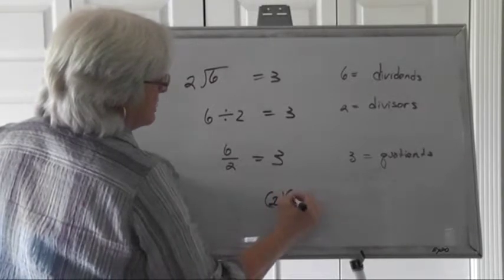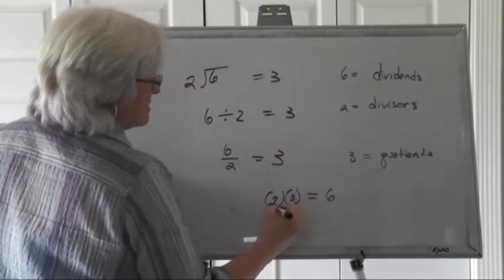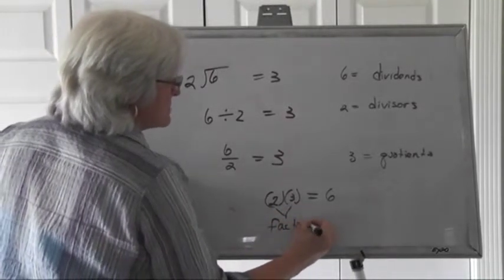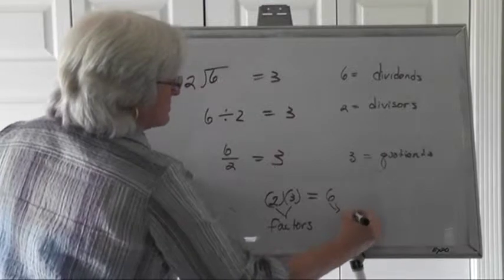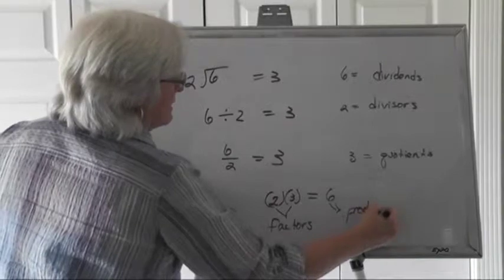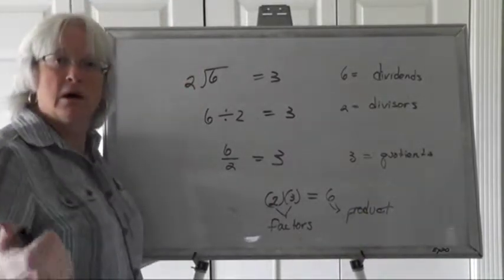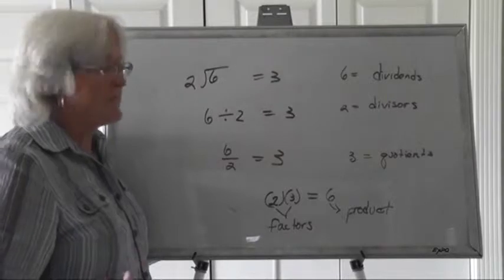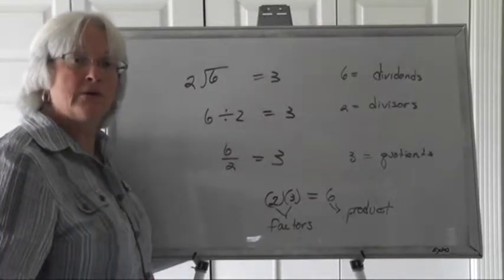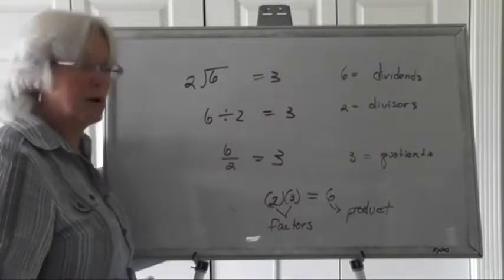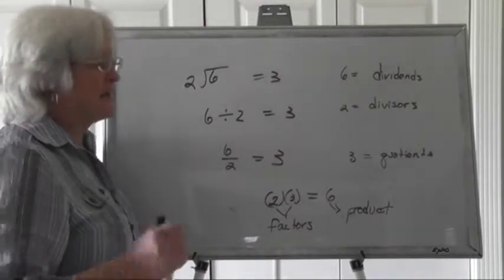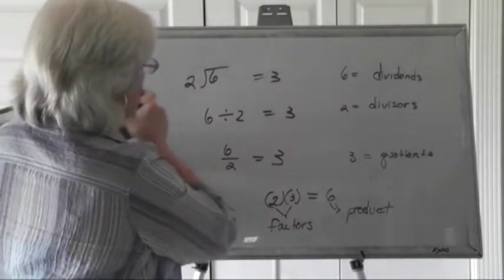Just like 2 times 3 is equal to 6, those things that you multiply together, remember, those are called factors. And the answer here is not a quotient, it's not a sum, but it is a product. A quotient is the answer to a division problem. A product is the answer to a multiplication problem. The sum is the answer to an addition problem, and the difference is the answer to a subtraction problem.